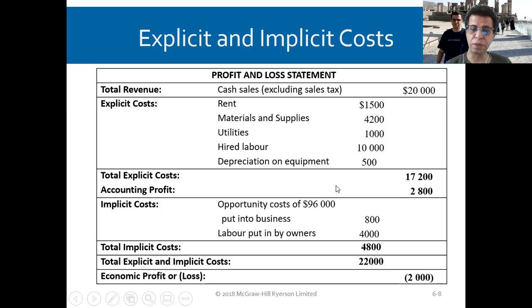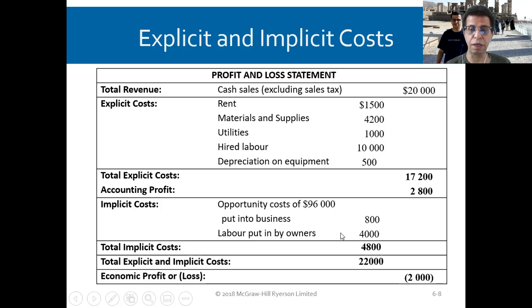Now, in the economics approach, you also calculate the implicit cost, which is the opportunity cost, how much you invested into the business. So if you put in $96,000 that month or that year, there is an $800 opportunity cost. You could have had it in the bank and made interest, for example, and the labor put in by the owner.